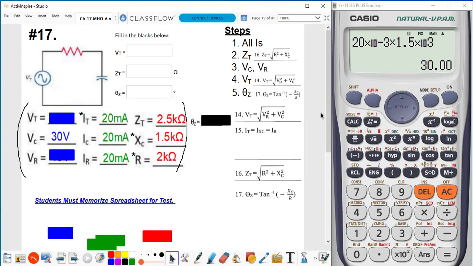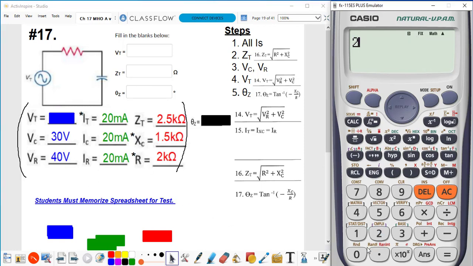I'm going to take my 20 milliamps times 2K ohms to calculate my VR of 40 volts. Now, what I want to point out to you here, and why I did it in that order, is to show you that you cannot add VC plus VR and get the correct VT number. You have to use formula number 14 because the voltage that goes through the resistor and through the capacitor go through there at different times. They're out of phase. So you can't just add them up.